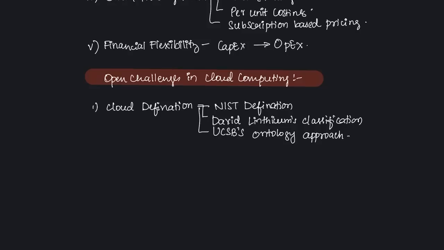Along with that, there is the security aspect also. Looking at the NIST definition, this is the most widely used one. It covers self-service, resource pooling, elasticity, measured service, and all of that. But if you look at David and this person's classification, it is slightly different. And if you consider the UCSB ontology approach, it is again different. So these people are trying to further refine cloud computing's definition and structure.